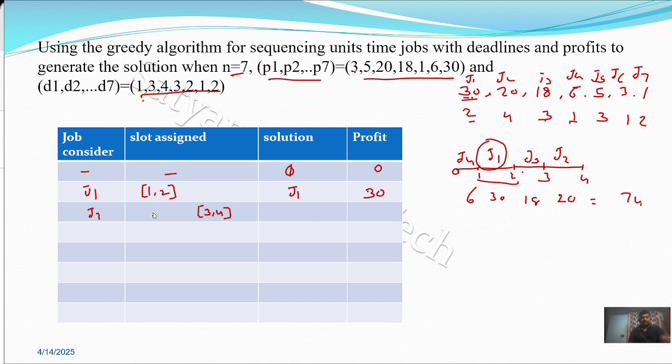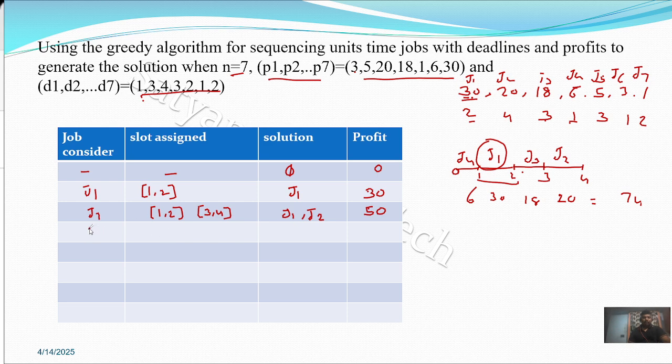Here in this case, the 1 to 2 slot is already assigned to job 1. That also can take 1 to 2 and 3 to 4. So here J1 is completed and J2 is completed. So what is the profit of J1 and J2? 30 plus 20, that is 50.